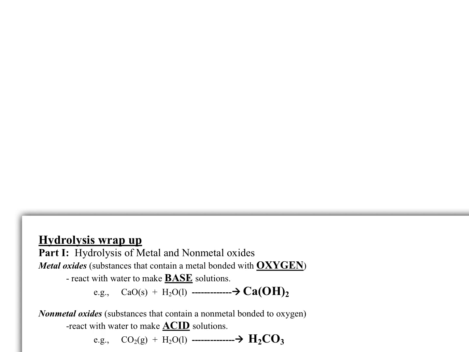So we have two different types of oxides. We have metal and nonmetal oxides. Metal oxides are made of a positive ion, such as calcium. This positive ion will react with the water to take the negative ion from water, the OH minus part. It creates a basic compound.